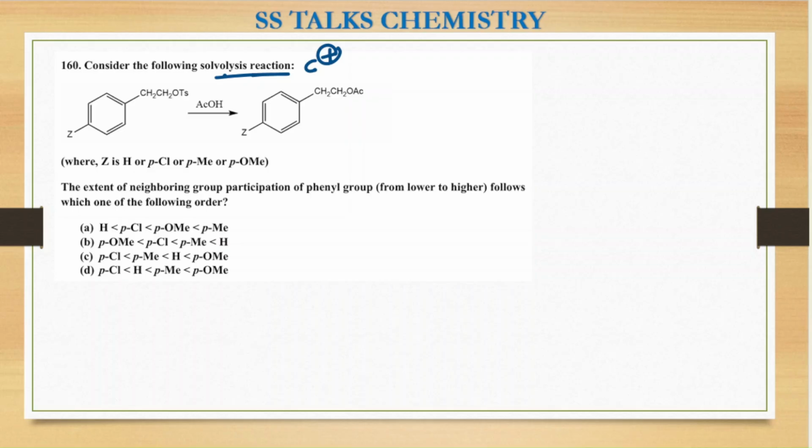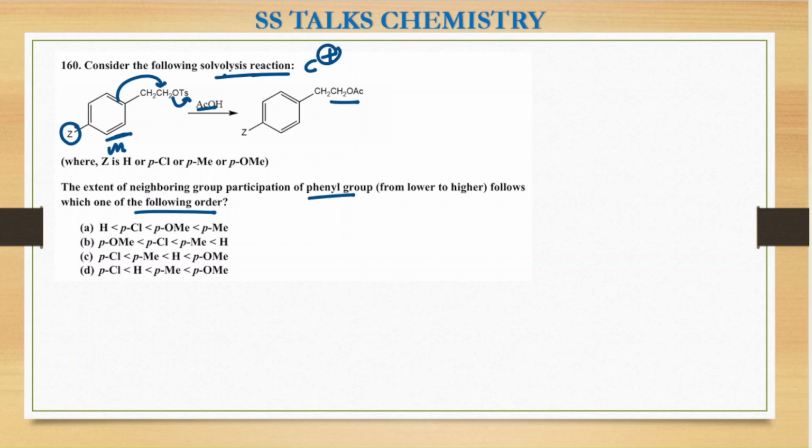The extent of the NGP participation of the phenyl group from the lower to the higher follows which of the following order. What basically is happening is this group is applying the NGP effect over there and this OTs group is leaving from there. Then, when the OTs group has left, a ring will be formed and further this AcOH group is attacking and you are getting a final product. So what difference is present as of this Z group? The more electron density present on the benzene ring, the more NGP effect you will be observing, right?